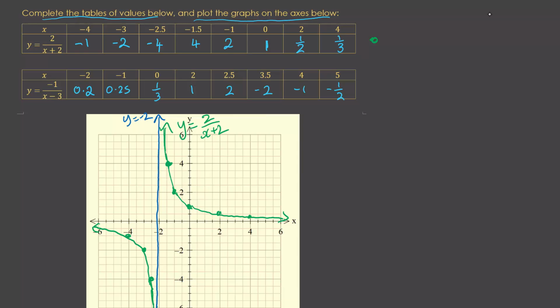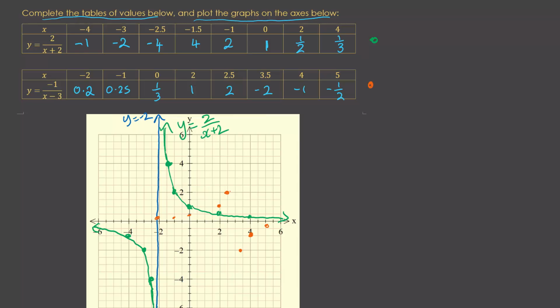Now we've got to plot the other one, and I'll do that in orange. So I've got -2, 0.2, -1, 0.25, 0, 1/3, 2, 1, 2.5, 2, 3.5 is -2. 4 is -1. 5 is -0.5.